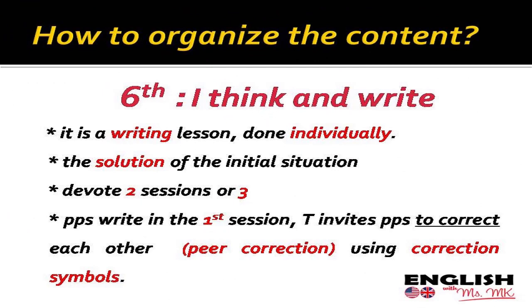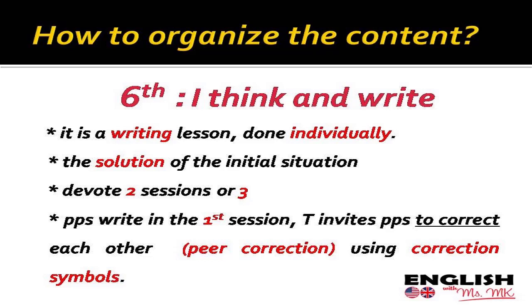Now that your pupils are prepared for writing individually, thanks to the lesson of I learn to integrate, they're going to write relying on themselves. It can be the solution of the initial situation, and here you devote 2 or 3 sessions for this lesson. Write in the first session, then invite pupils to correct each other. It's a very important step when your pupils correct each other. It's called peer correction. They're going to recognize their mistakes and compare their work to the others.